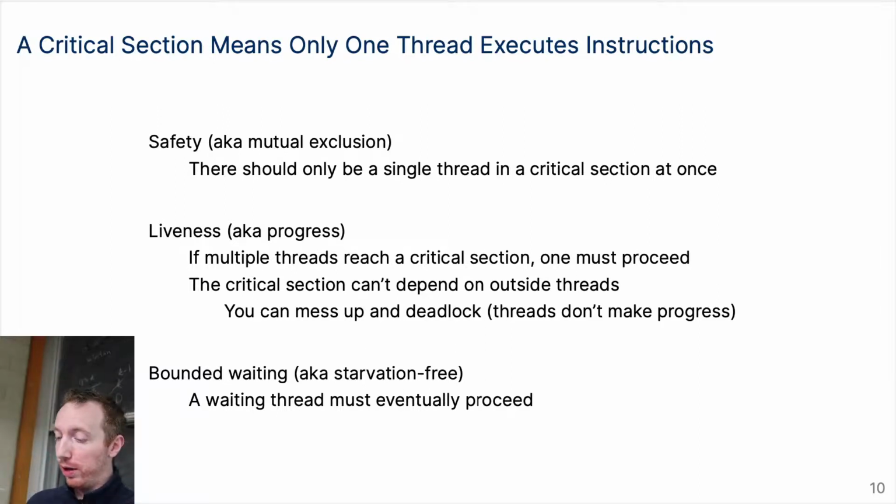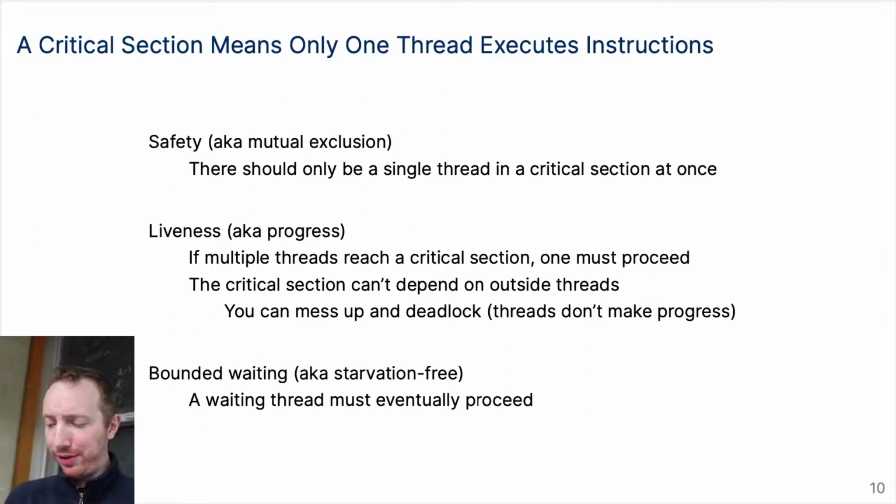So there's only one thread in a critical section at once, and this is what you need to do to actually implement locks. The other property is called liveness. If multiple threads reach the critical section, in which case they're trying to call lock, then in order for your lock to actually be useful, one of them and only one of them has to proceed through that call. If none of them proceed past that call, you won't have a data race, but then your program won't work, so that's not very good.